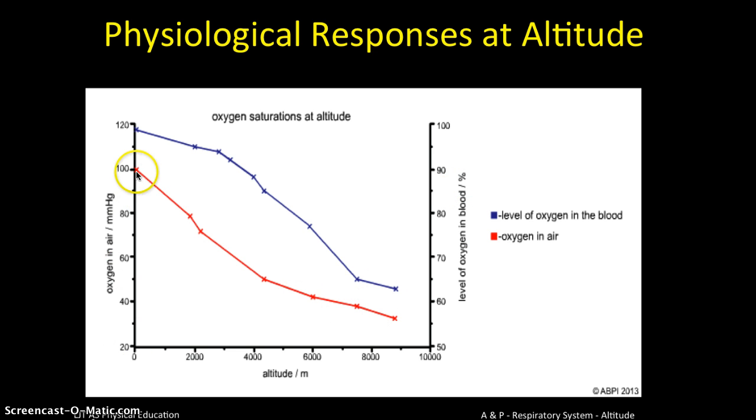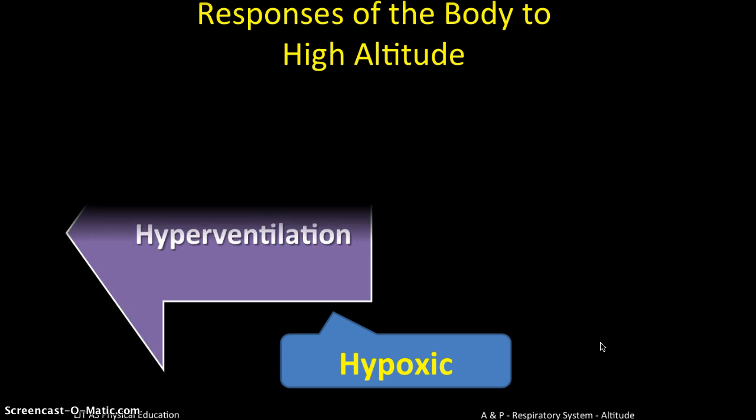Now, at sea level, here you can see that the haemoglobin is practically fully saturated. But as we increase in altitude, you can see the blue line also drops. So as we increase in altitude, the oxygen in our blood gets less and less and less and less, to the point where at 9,000 meters, it's only about 63.4% saturated, as opposed to 100% saturated at sea level. So again, there's a graph representation of the consequences of altitude.